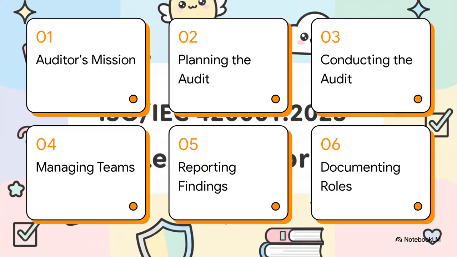To really get a handle on this role, we're going to walk through the audit lifecycle chronologically. We'll hit the lead auditor's mission, planning the audit, conducting the audit, managing teams, reporting findings, and finally documenting roles.